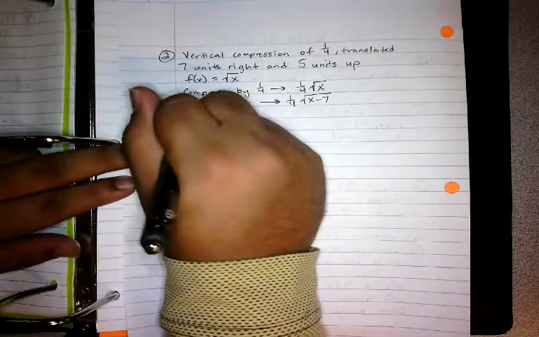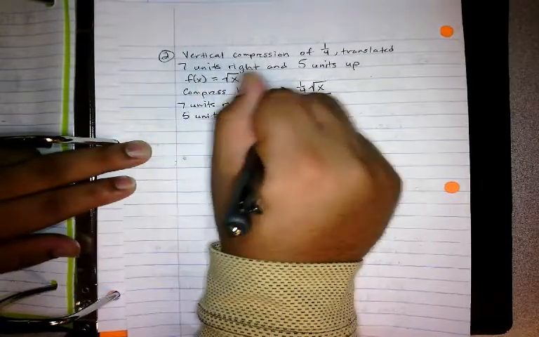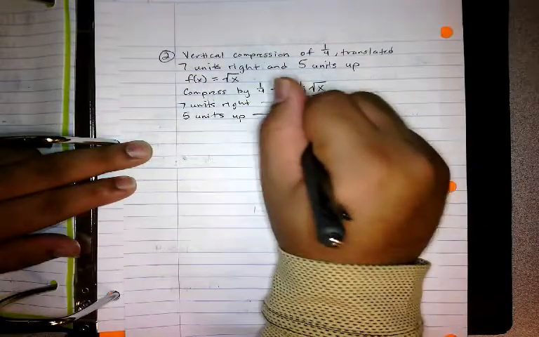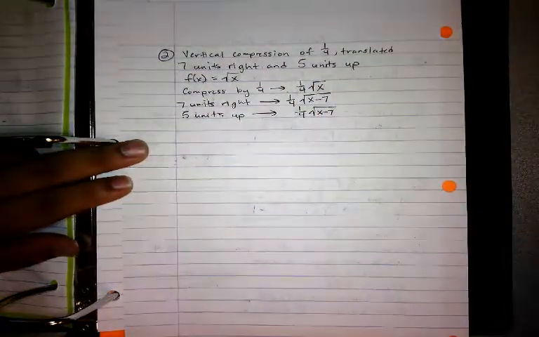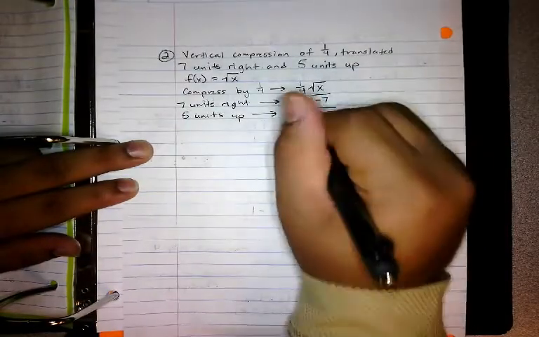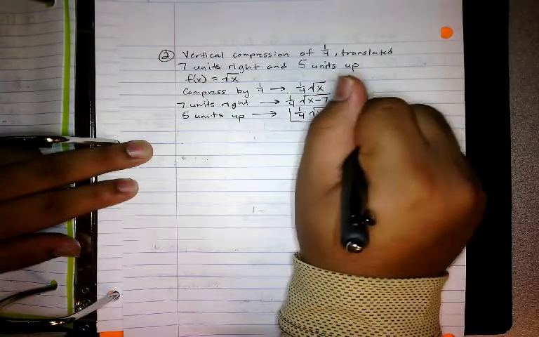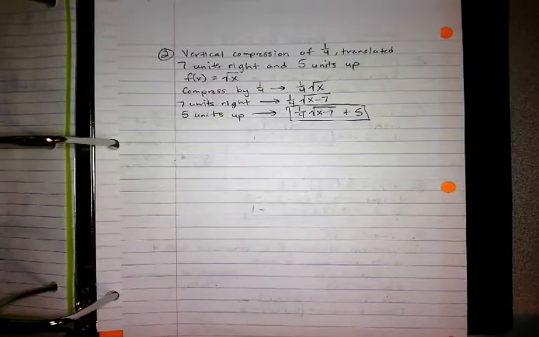Then you got 5 units up. So you write what you have already. Now up means you're going to have to add 5 on the outside. So up 5. That's your answer.